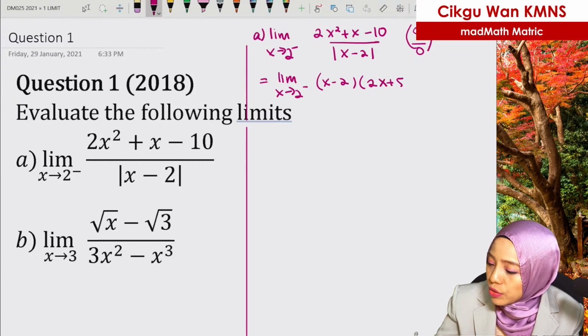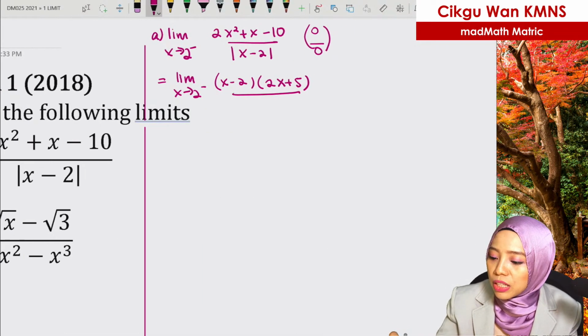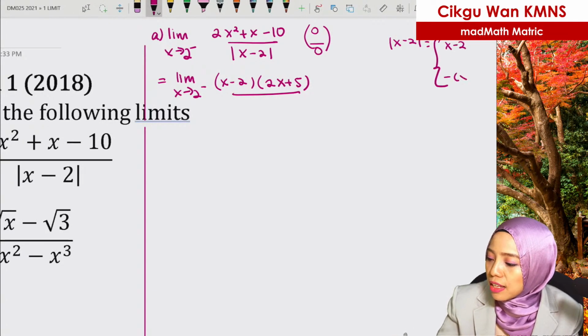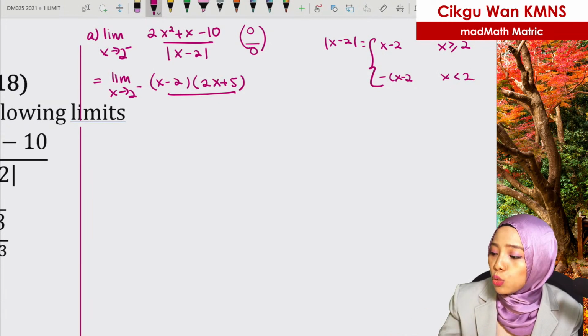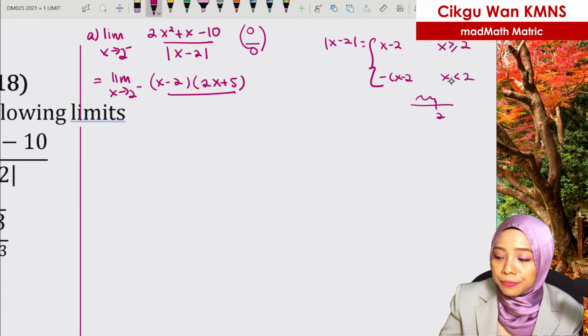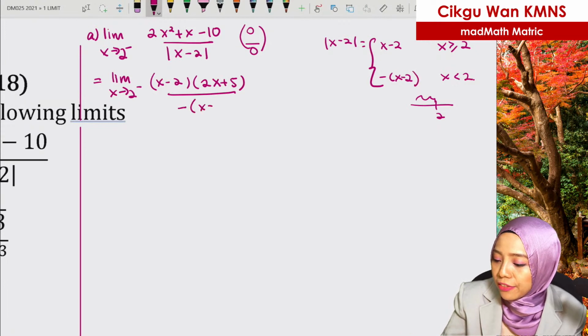2x plus 5 over, okay, now we are not sure whether we are taking positive or negative. So again, absolute x minus 2 is x minus 2 or negative x minus 2. This is when x is greater than 2, this is when x is less than 2. Now we are looking at 2 from the left. So this is x less than 2, right? Okay, so we are going to take negative.